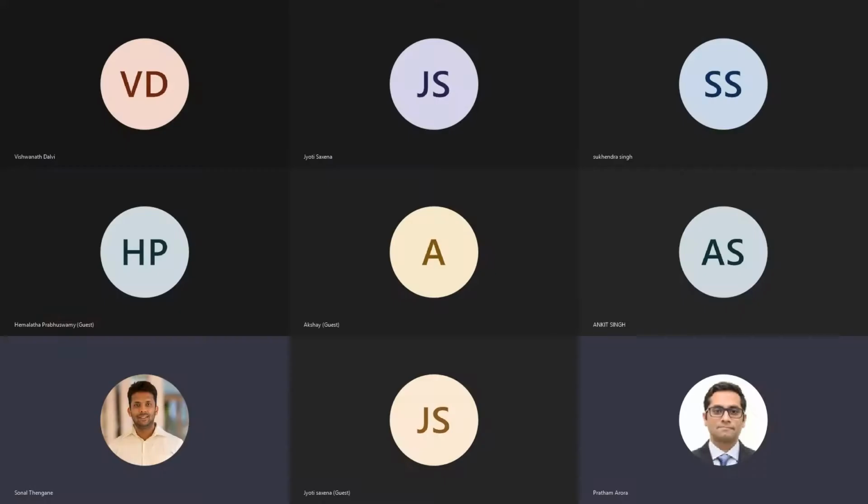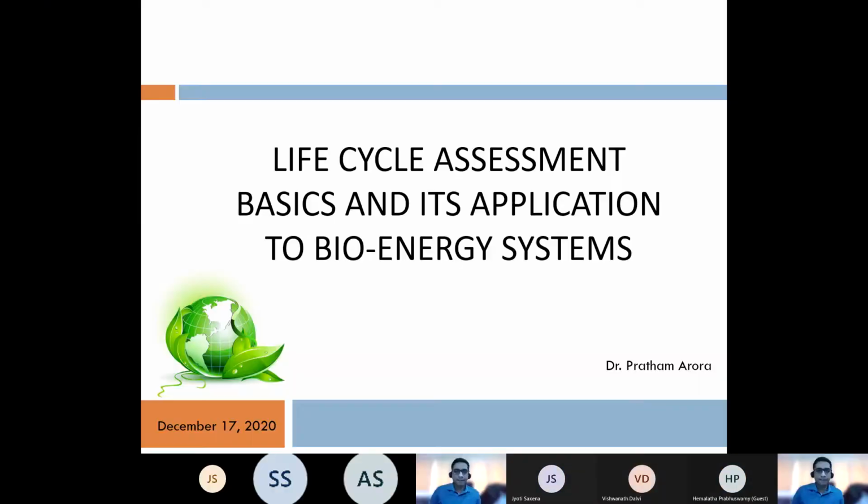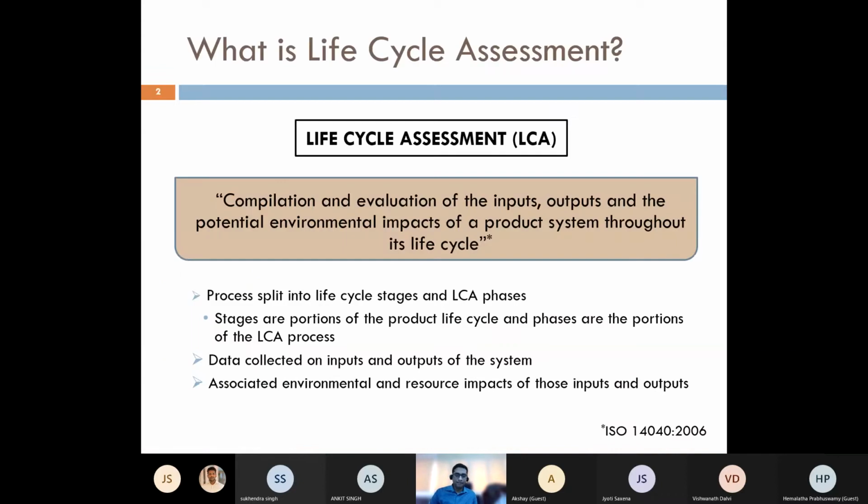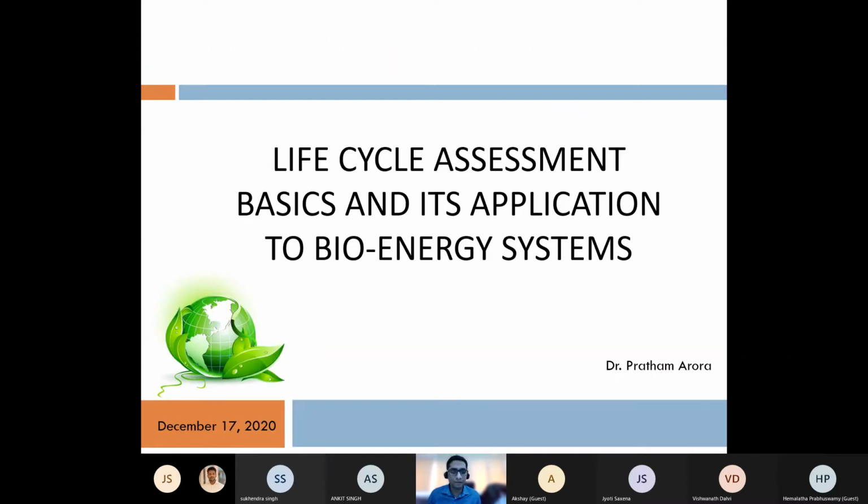Hello to everyone. Okay, so we are going to discuss today life cycle assessment of bioenergy systems. We'll mostly cover the basics and a few applications, depending upon how the time goes.